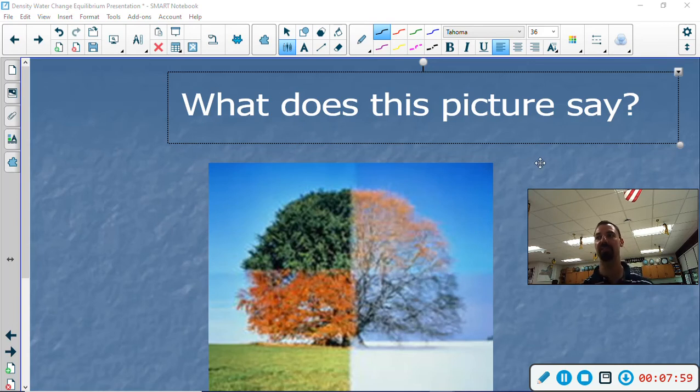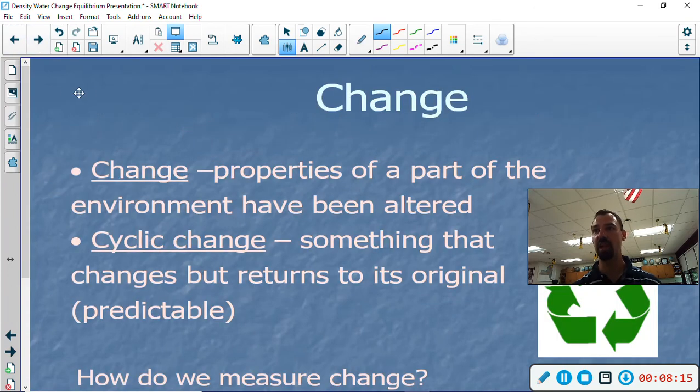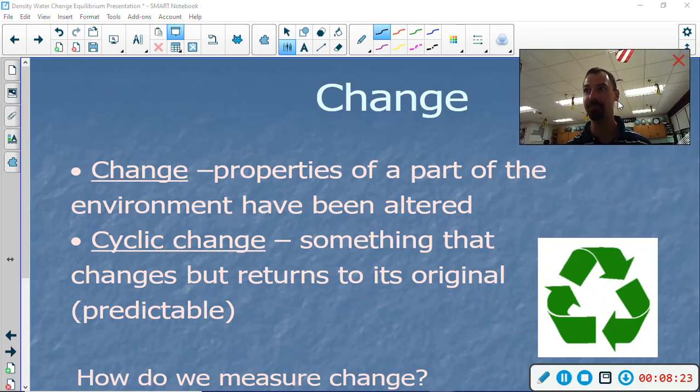So basically this is saying that this tree undergoes changes. Okay, so these changes sometimes can be predictable, sometimes not so much, but either way, changes happen in science, and we're going to be looking at those. So change is when the properties or part of the environment have been altered in some way. Sometimes they're altered permanently. Sometimes they will return to their original state. All right, so a cyclic change is something that changes but goes back to the original state that it was in. So that's predictable change.